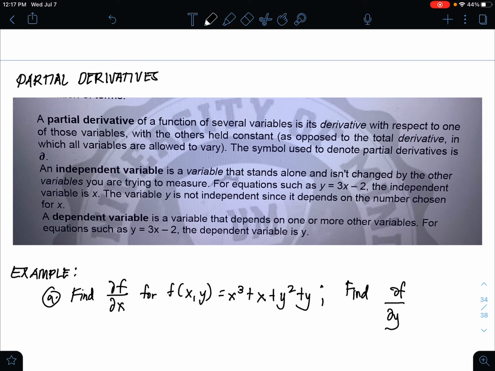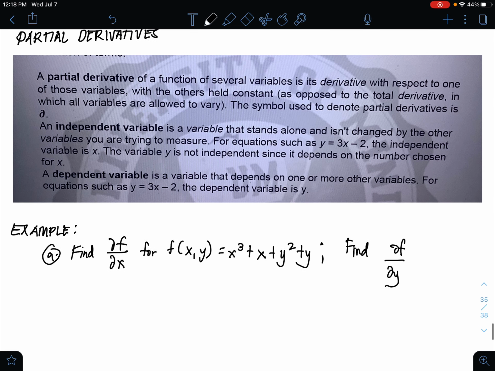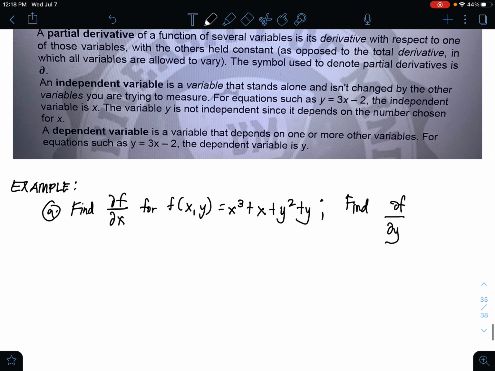Or for example, if it's a three-dimensional function, then if you're going to derive with respect to x, you're going to treat y and z as constants. Okay? So, let's say for example, we're going to find the derivative of f with respect to x given this equation: x cubed plus x plus y squared plus y.